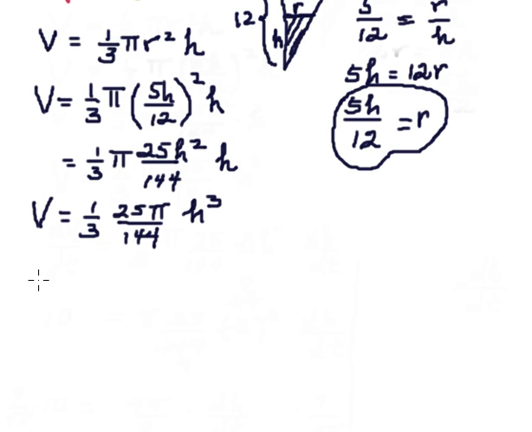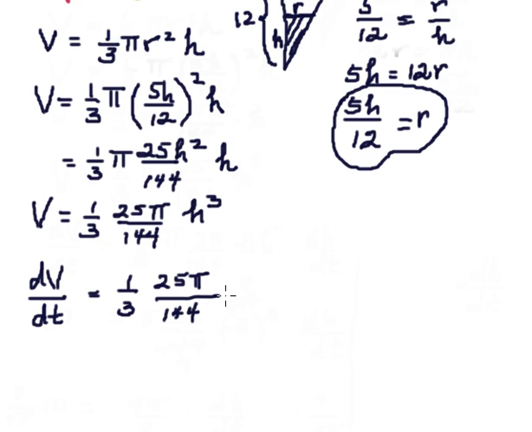And so we have dV/dt is equal to 1/3 times 25 pi. We always differentiate with respect to t in these related rate problems, because all our variables are changing with respect to time. So that's why when we differentiate h cubed, we bring down the 3, decrease the exponent to 2, and then since h changes with time, we multiply by dh/dt.